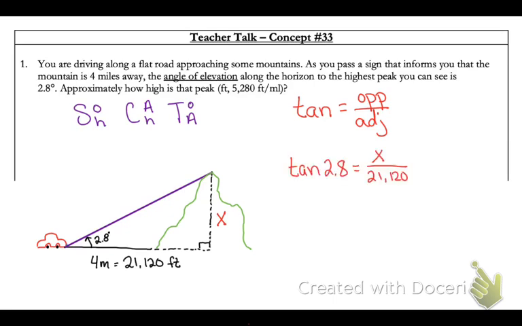And you're going to go ahead and plug that information in. And to solve for x, you just need to multiply the 21,120 to the other side. When you plug that in your calculator, you'll end up with 1,033 feet.